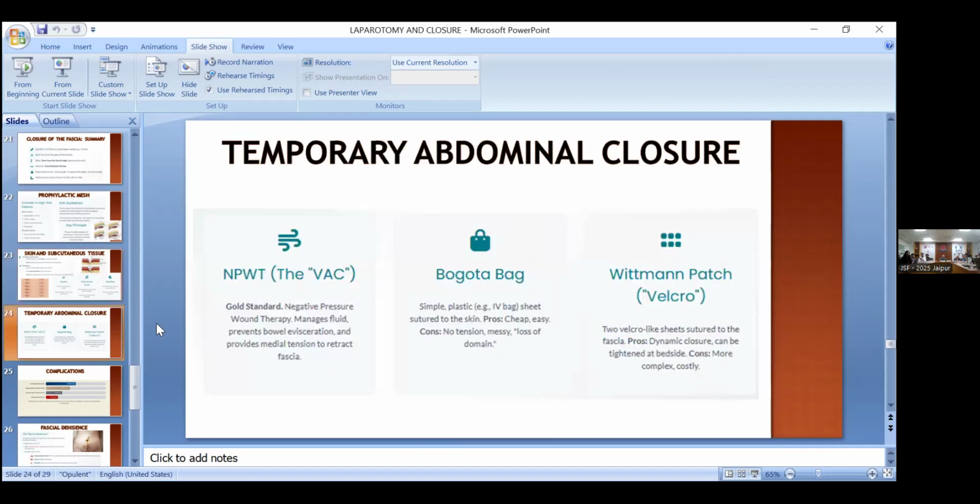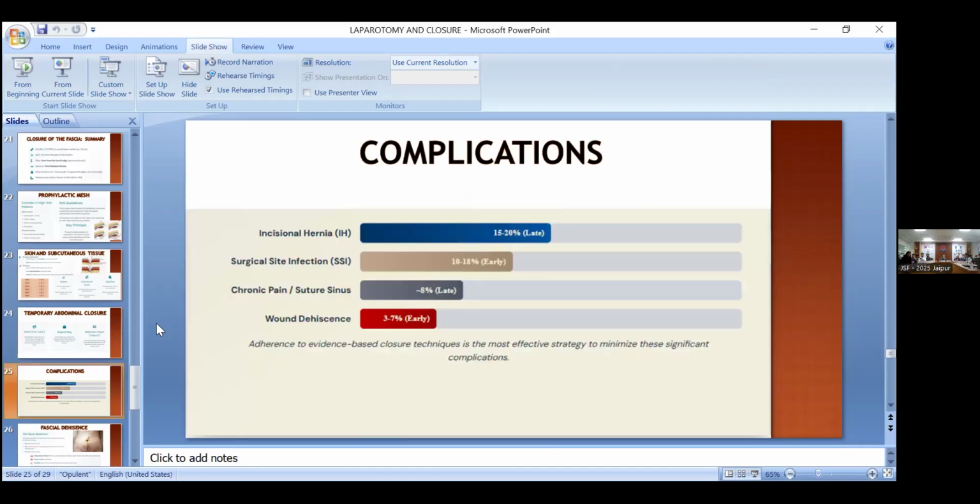In cases where we are unable to close the abdomen or we need to re-explore the patient, or in emergency settings where the closure would be very tight, temporary abdominal closure methods can be used. The gold standard is to use VAC therapy. Also, Bogota bags can be used, where a simple plastic is applied to the skin edges. However, it can lead to loss of domain as well as a lot of fluid loss. There are Velcro patches available, but they are complex and costly to use.